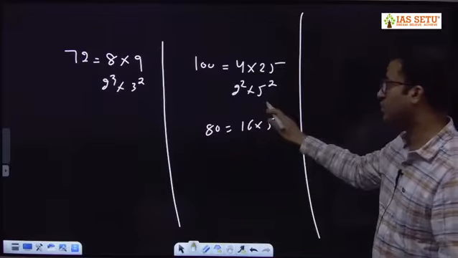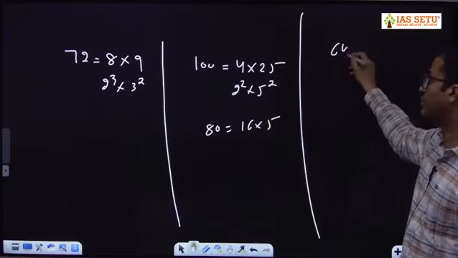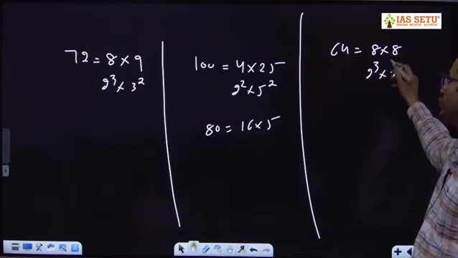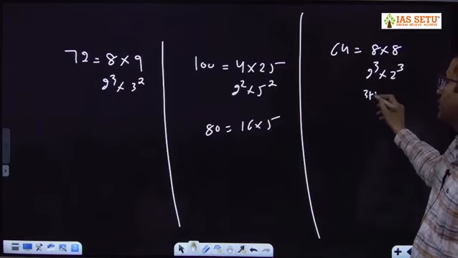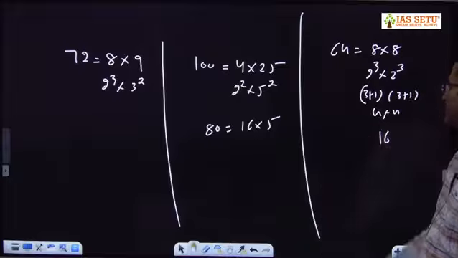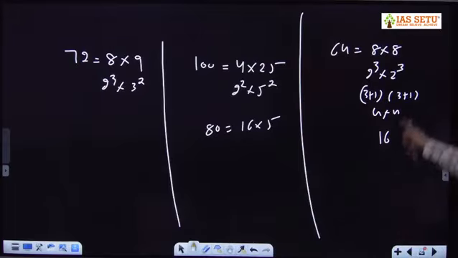But sometimes students make a mistake. They write 64 as 8 into 8, they write 2 cube into 2 cube and they say (3 plus 1) into (3 plus 1), 4 into 4, 16. Tell me what is the mistake in this method? What is the mistake in this?